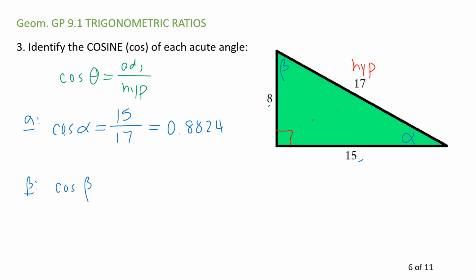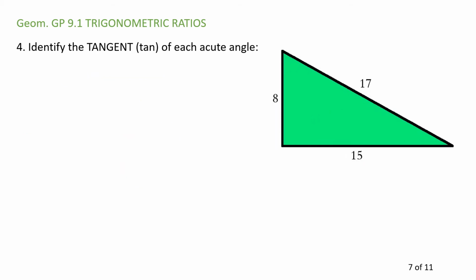How about the cosine of the other angle? Well, if you're standing up here at beta, 15 is not the opposite. It's 8 that's attached. The hypotenuse never changes. And there's our 4-digit number for it. That's the cosine. The last one, how about the tangent?